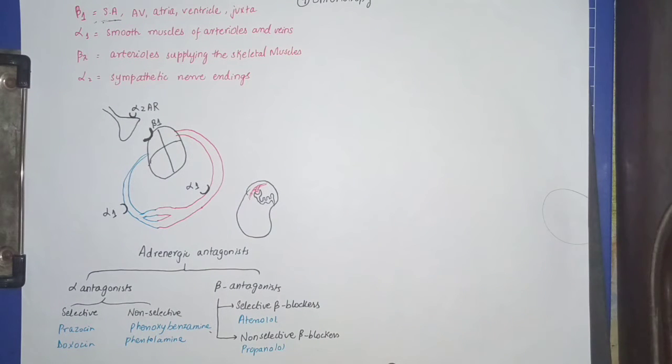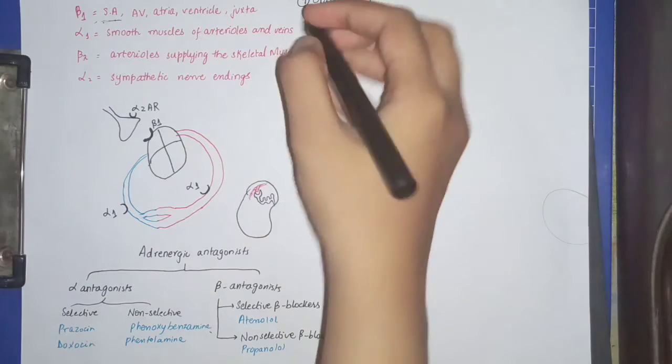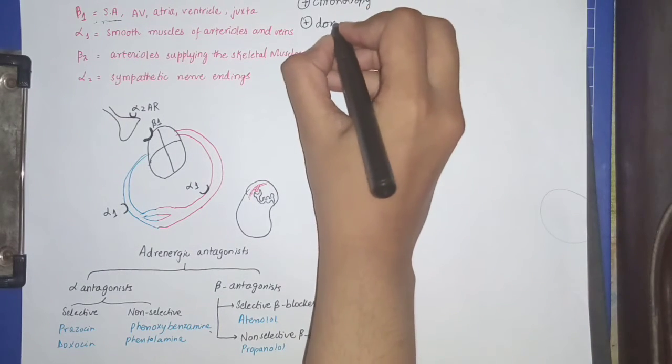And when beta 1 adrenergic receptors on the AV node are stimulated by sympathetic nerve endings, it leads to an increase in conduction velocity of impulses from atria to ventricle. Impulses are conducted from atria to ventricle via the AV node, and this conduction velocity is increased if the AV node is stimulated. So more impulses are conducted in a given time from atria to ventricle, and this effect is known as positive dromotropy.